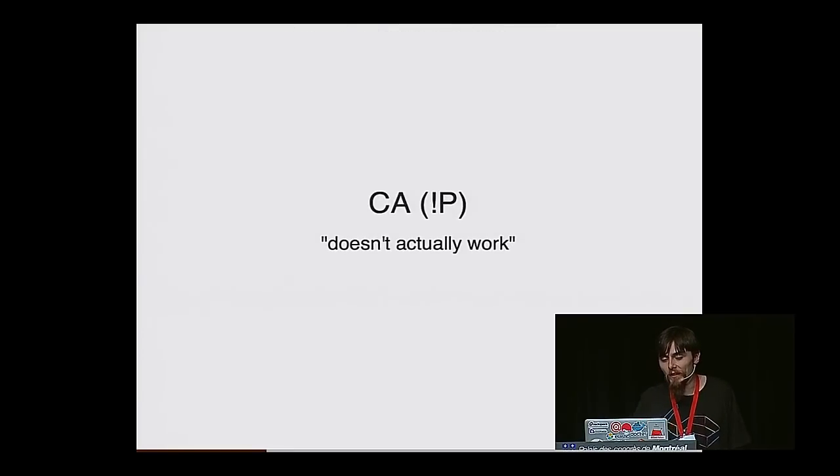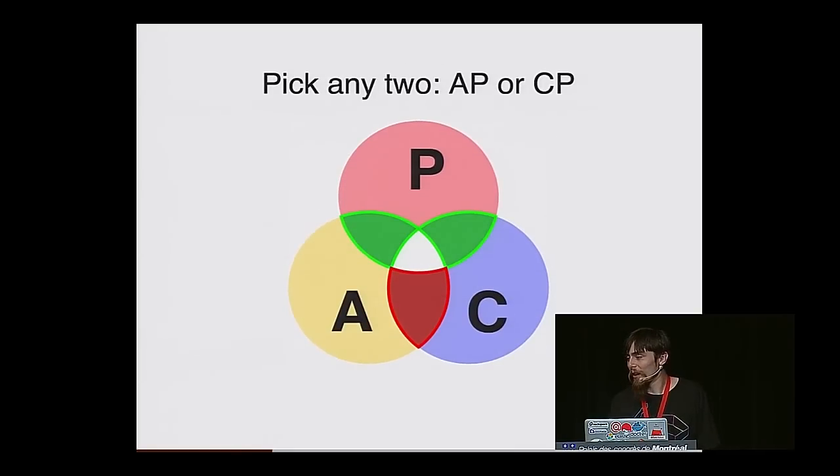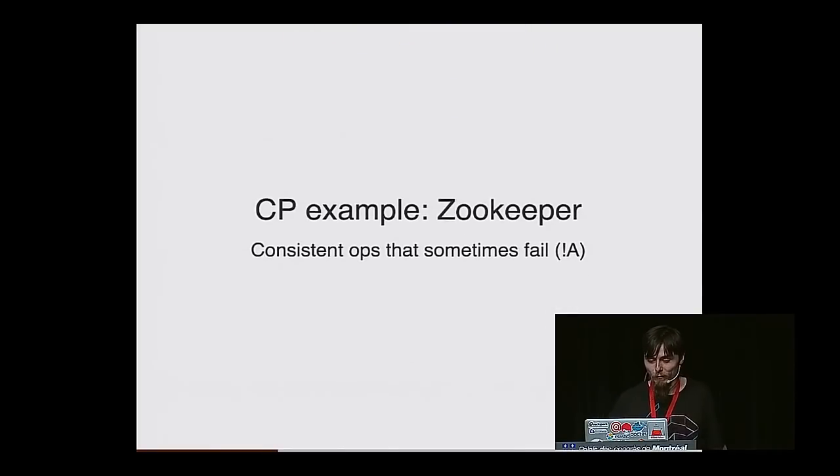So when somebody says that they pick CA out of the CAP theorem, therefore not partition tolerance, what they're actually saying is it doesn't actually work. So that thing is red. Red means don't pick it. For those of you with color vision issues, I'm sorry. It's the bottom one that you can't have.